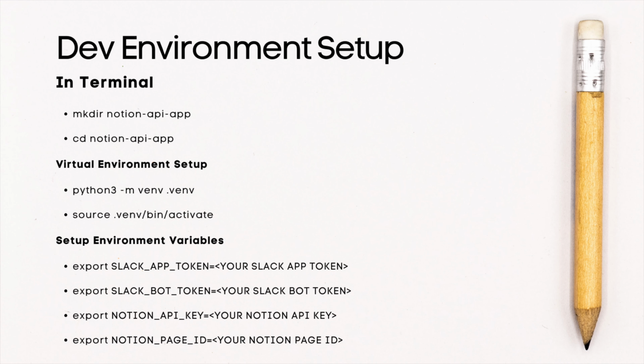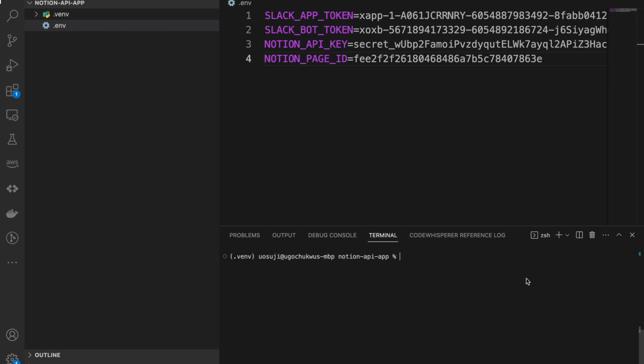All right, so let's start by setting up our development environment. So go straight into your terminal and perform the following steps. You can pause the video so you can go through these one after the other. They're pretty straightforward. Create a directory, cd into the directory, create a virtual environment, and here are the environment variables you're going to be using. You can either export them to an environment variable, or you can just create a .env file and paste all of the values there.